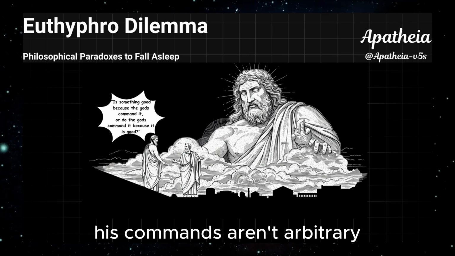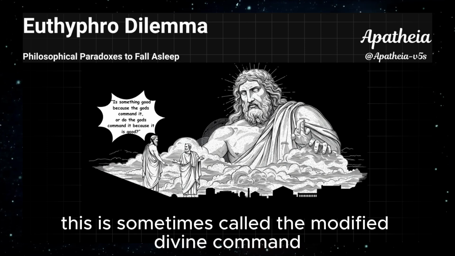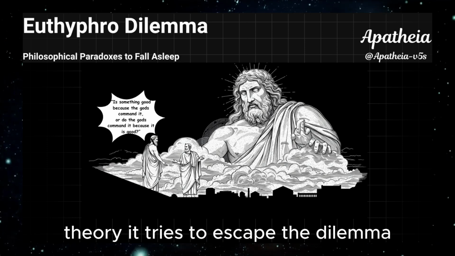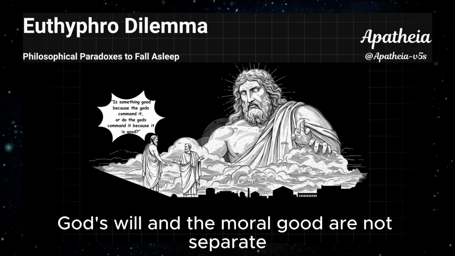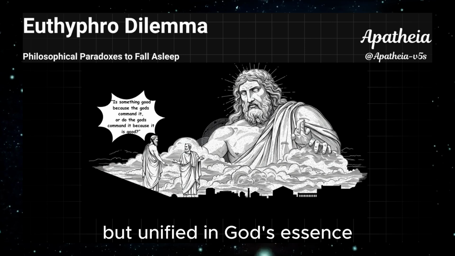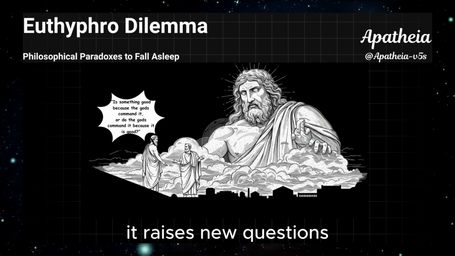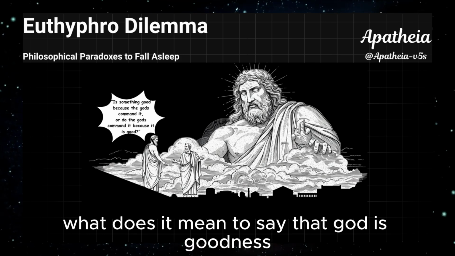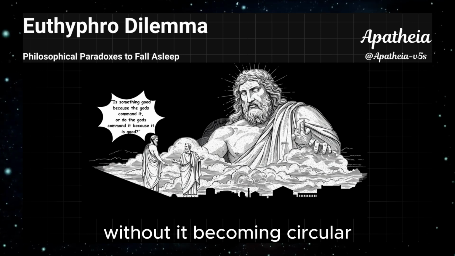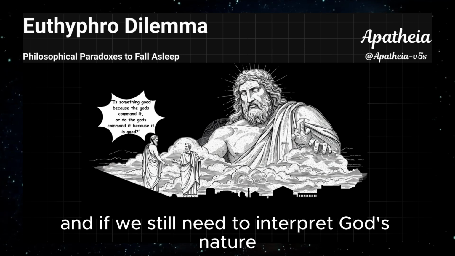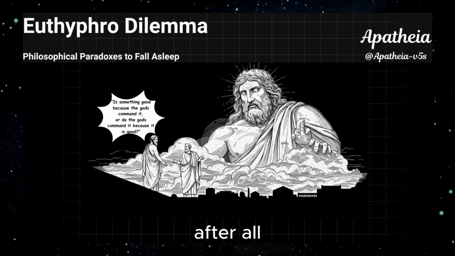His commands aren't arbitrary, but they're not outside of him either. This is sometimes called the modified divine command theory. It tries to escape the dilemma by redefining the relationship. God's will and the moral good are not separate, but unified in God's essence. But not everyone finds this satisfying. It raises new questions. What does it mean to say that God is goodness? Can we understand that idea without it becoming circular? And if we still need to interpret God's nature, don't we end up appealing to some independent standard after all?